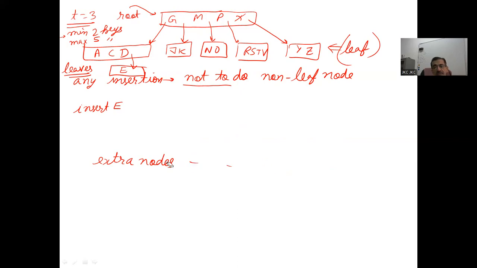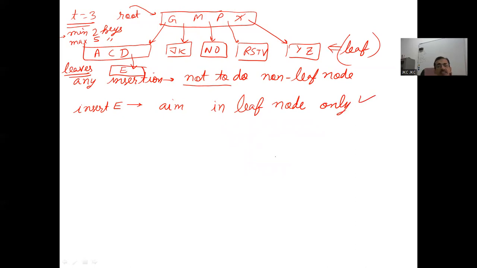That will straight away mean that my aim will always be to have insertion done in the leaf nodes only. First aim will be to insert in a leaf node. If not possible, then I'll think of a solution. But otherwise, in a leaf node only, things will become easy. So I want to insert E. I will start from here.